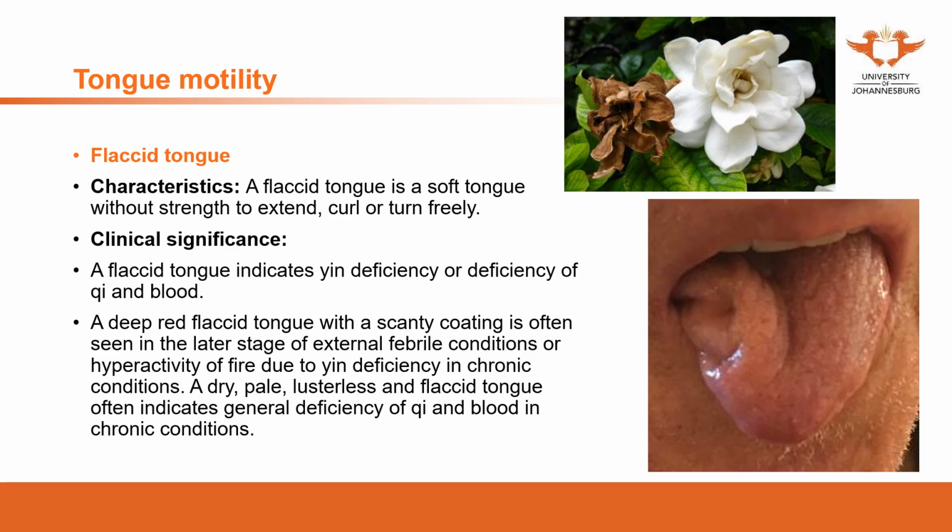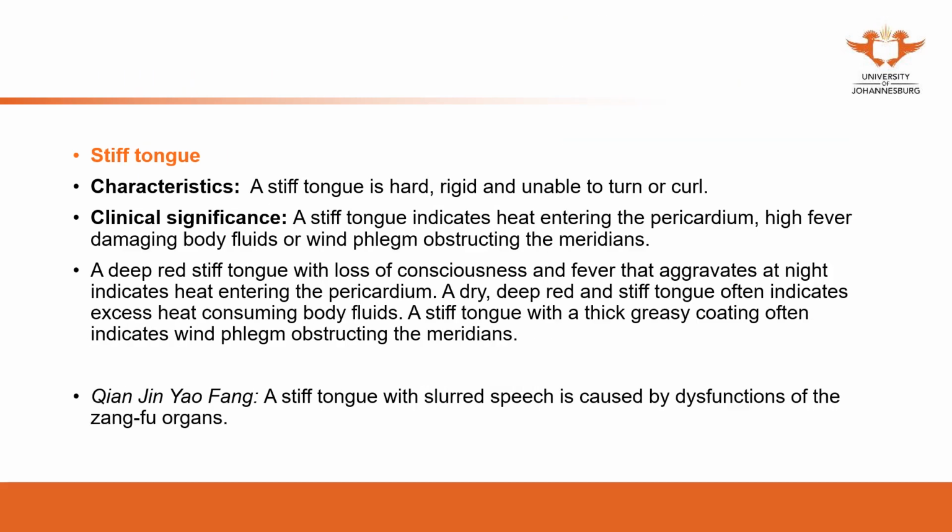The flaccid tongue indicates insufficiency or deficiency of qi and blood. Stiff tongue, or stiffness, is hard, rigid, and unable to turn or curl. This just indicates that the tongue is not flexible. The reason for this is heat entering the pericardium or the heart. The stiff tongue can also present as enlarged, especially a swollen tongue. With a swollen tongue, the patient cannot retract it. That's also considered a stiff tongue.